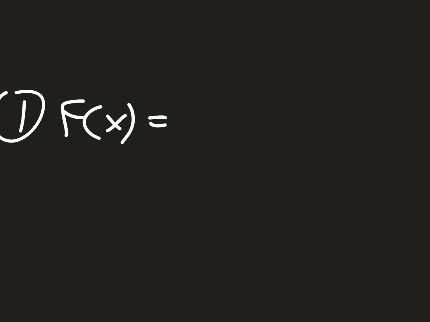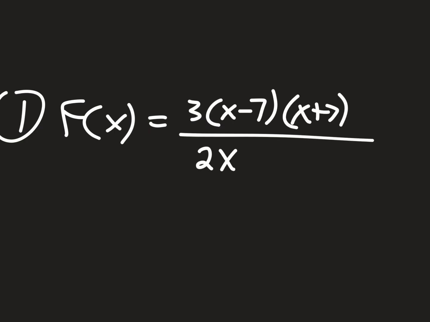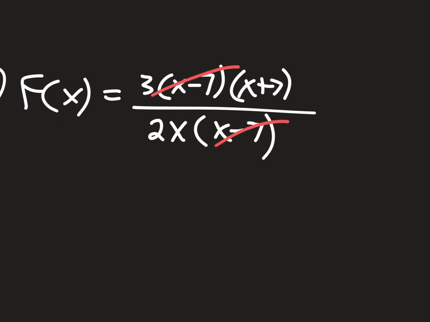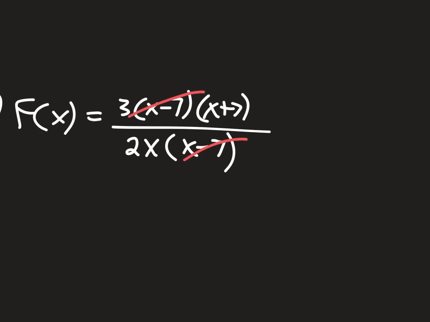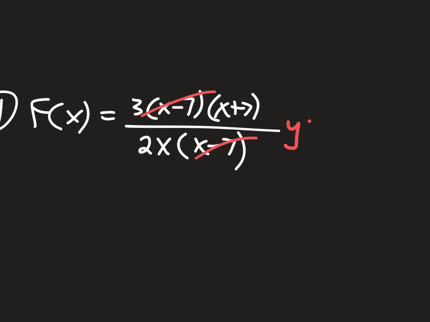Number 1. Jack Breen, would you please read me number 1? F of x equals, I know it's long, but just read fast. 3 in parentheses x minus 7 and then x plus 7. And then on the bottom is 2x and then in parentheses x minus 7. Awesome. First thing I would do is cancel those. I would remember that I canceled them, so there's going to be a hole. And then I would write the simplified answer with y equals, because it's faster than f of x, 3 parentheses x plus 7.